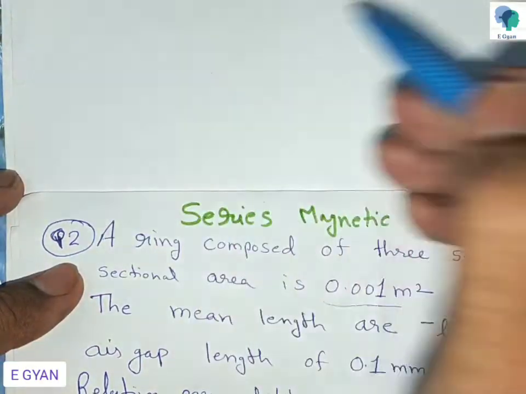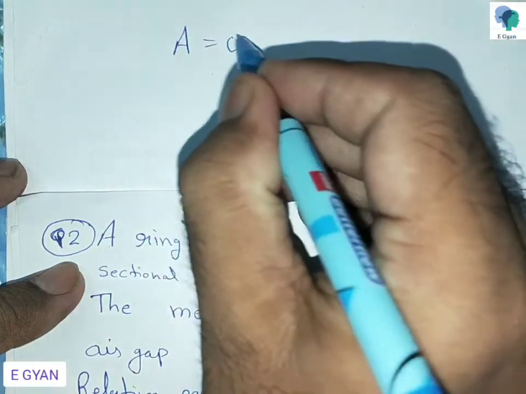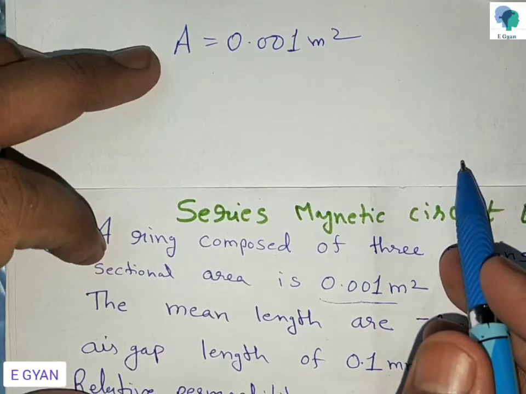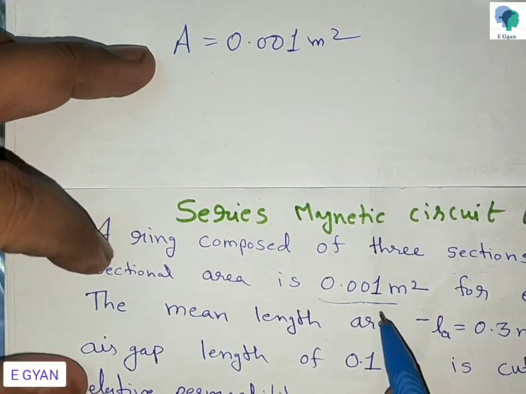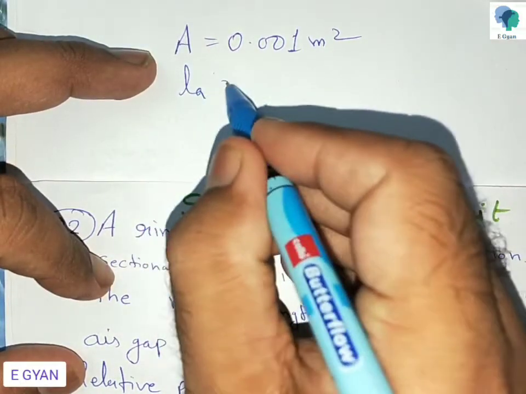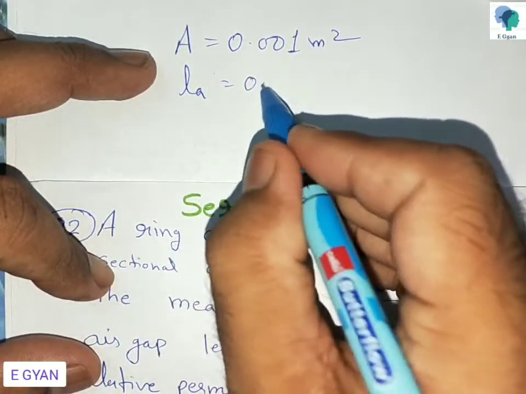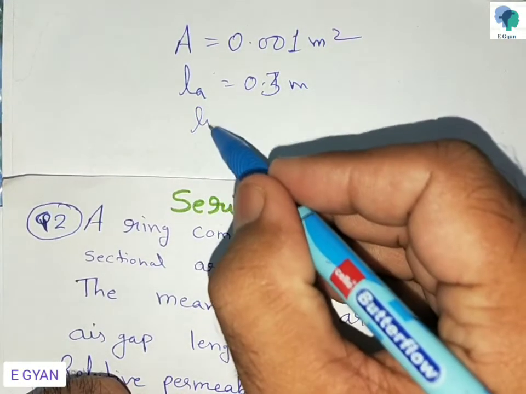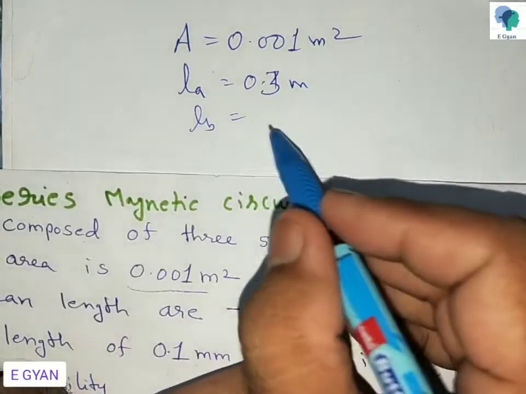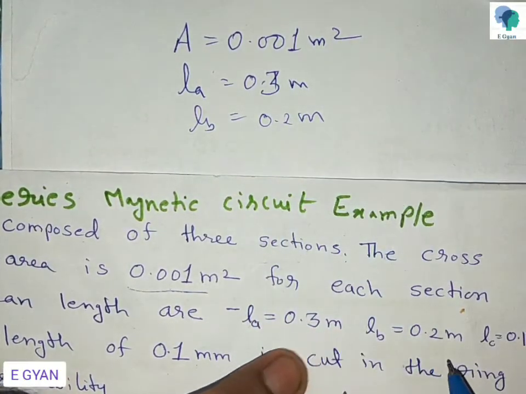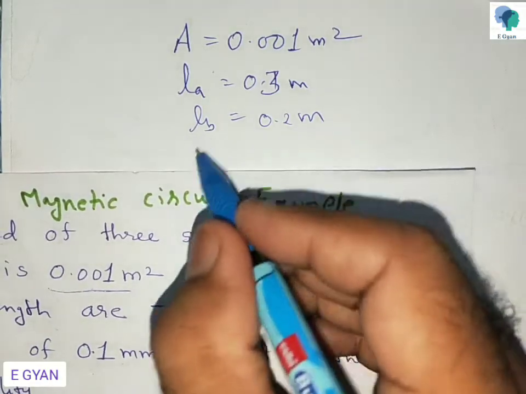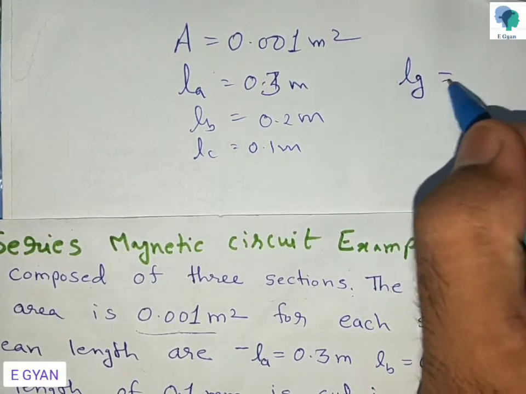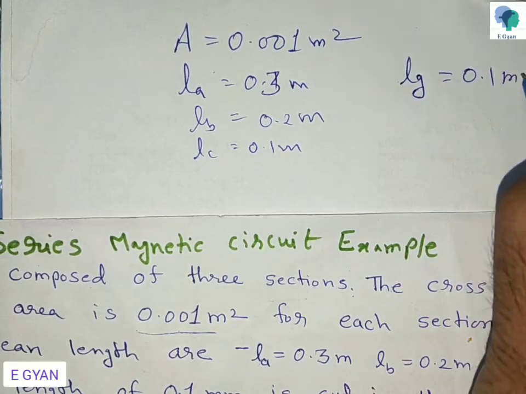What are the data given? A is equal to 0.001 meter square. It is everywhere same for part A, B, C. Everywhere A is same. The lengths are LA is equal to 0.3 meter, LB is equal to 0.2 meter, LC is equal to 0.1 meter. It is given, and air gap length is equal to 0.1 mm.